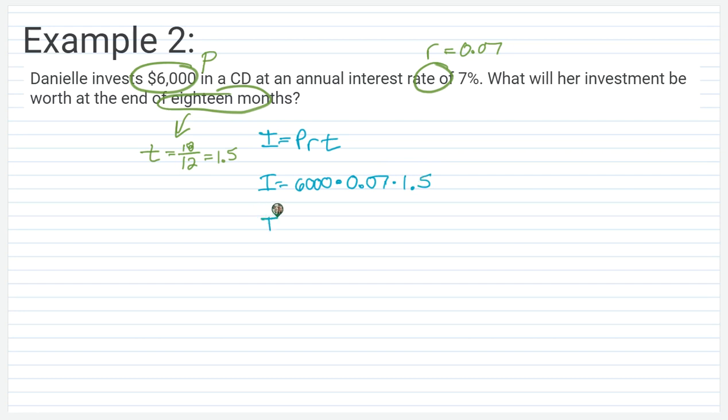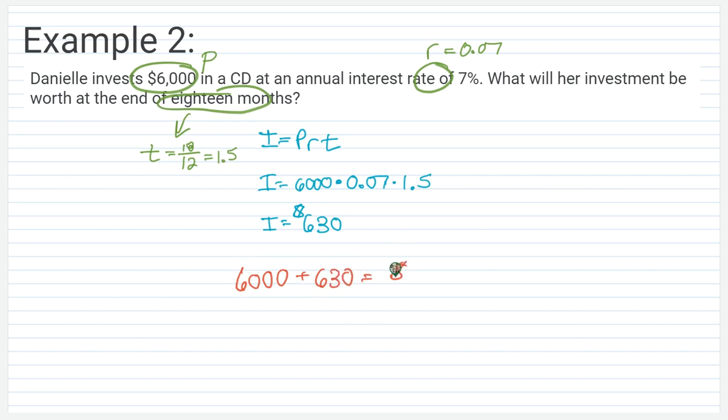Multiplying that all together, we end up with an answer of $630. Now, this question is worded differently than the previous example. In the previous example, it just said, how much interest are we going to get? In this case, it says, what will her investment be worth at the end of these 18 months? So the amount of interest that we're earning is going to be added on to that $6,000, and that's going to tell me how much the investment's actually going to be worth. So the final answer is going to be $6,000 plus the amount of interest that we earned.